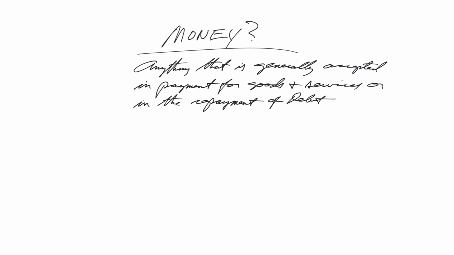So what is money? Well, money is anything that is generally accepted in payment for goods and services or in the repayment of debt. It can be anything. So, well, that really spreads it out. So in our attempt to figure out what exactly is money, let's look at what money does. What are the things that money does? So here are the functions of money.